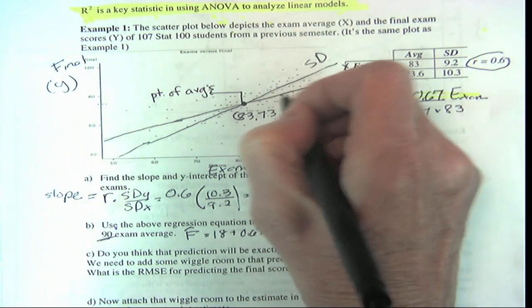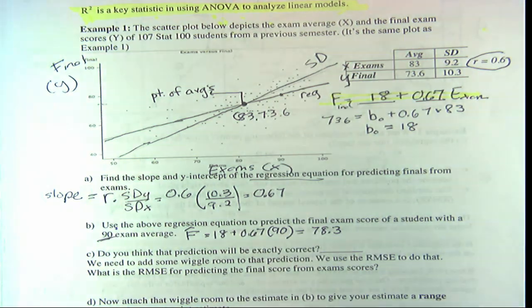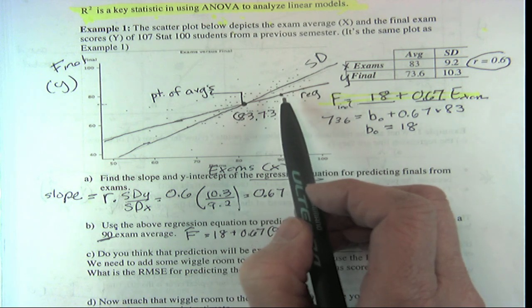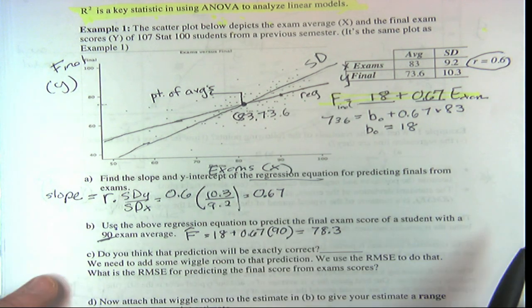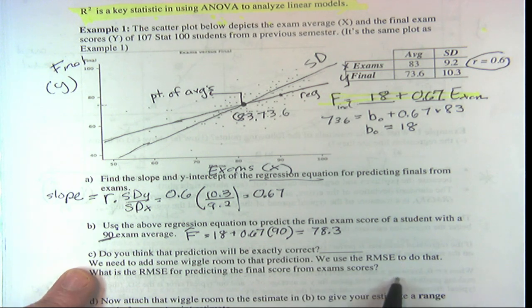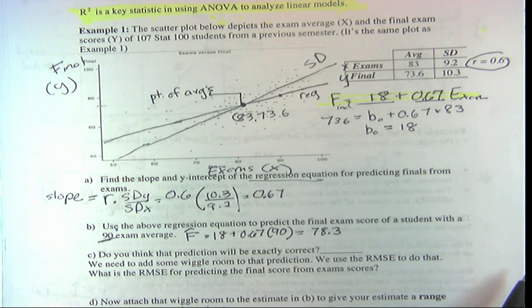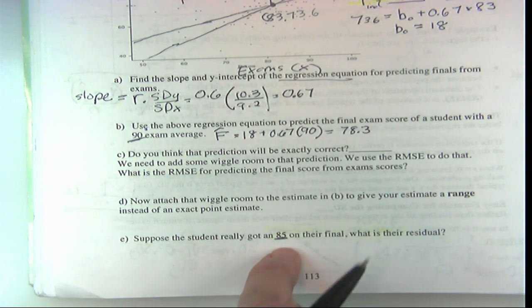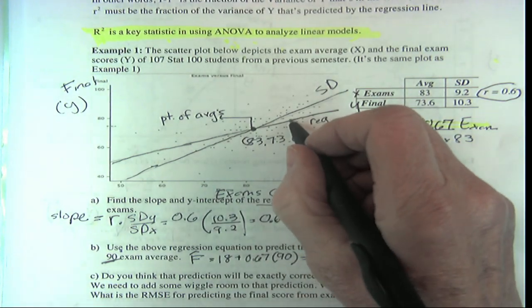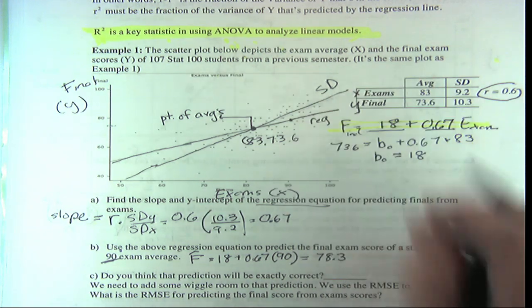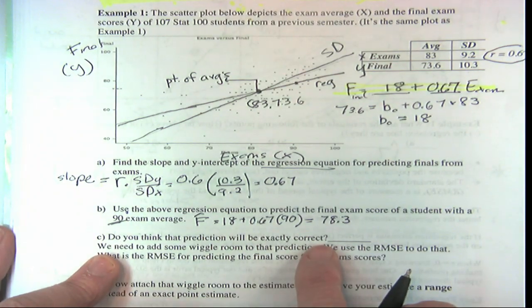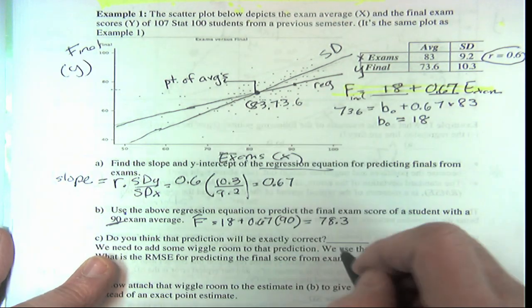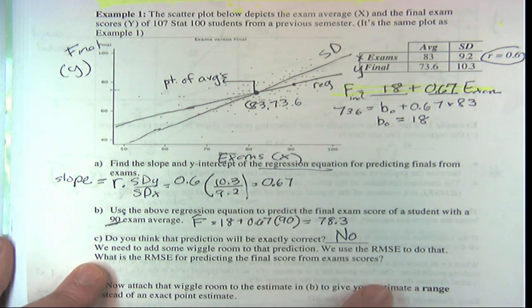So that's the predicted. What did the person actually get? The person was actually above that. Oh no, we don't know what the person got. Do we? We don't. Here, I tell you down here, suppose the student really got an 85. I'm jumping ahead. I didn't tell you. All we know is the prediction. For everybody who got a 90, this is our best prediction, but there's scatter. Okay? So do you think the prediction will be exactly correct? No, not exactly.